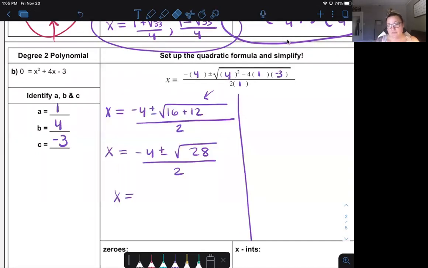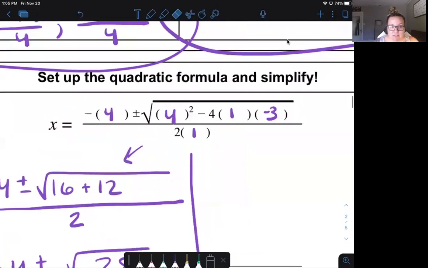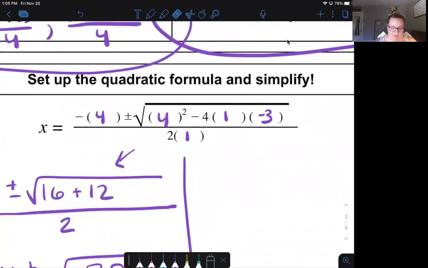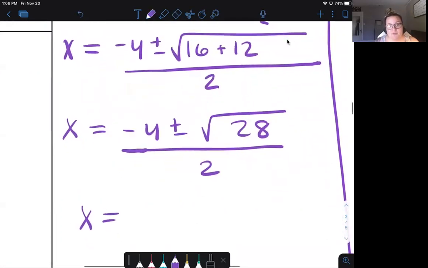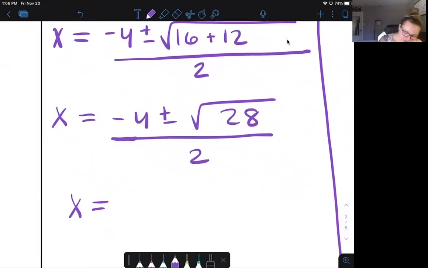All right, so you probably got at least this far, where you identified A as 1, B as 4, C as -3. When you plugged it in, it should say x equals the negative of 4 plus or minus the square root of 4 squared minus 4 times 1 times -3, all over 2 times 1. Then as you simplify that, you should have x equals -4 plus or minus the square root of 16 plus 12, all over 2. 16 plus 12 simplifies to 28. But the square root of 28 can be simplified further. So we're not done yet.